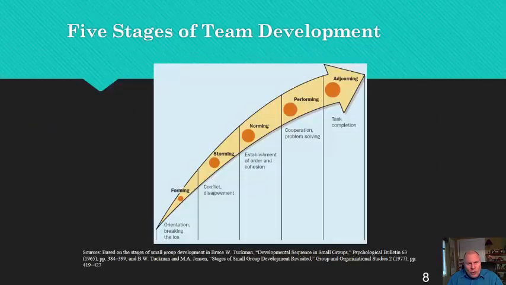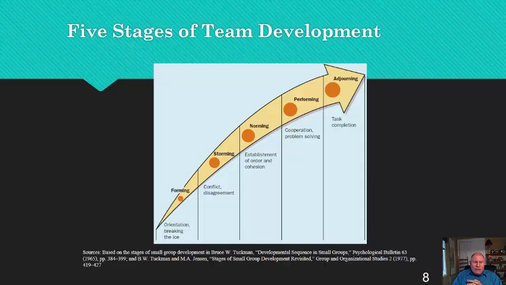The first one is the 5 stages of team development. And this is something that's come out of a book by Bruce Tuckman, Developmental Sequence in Small Groups. The citing is there, and it's been used for, as you can see, that's almost 50 years of usage. And it goes through what we'll say is 5 steps of team development.